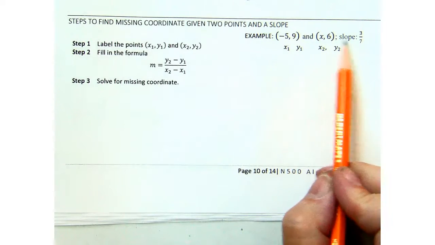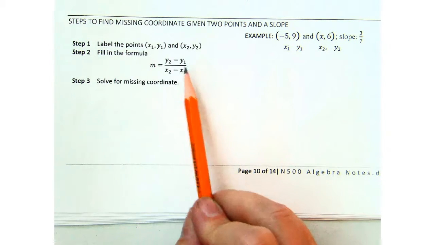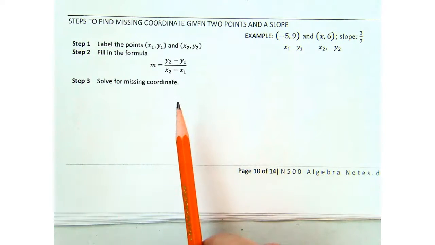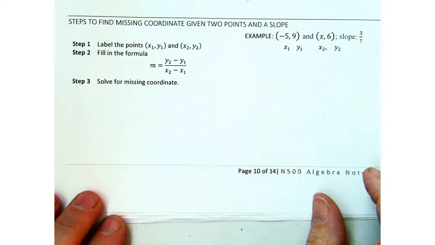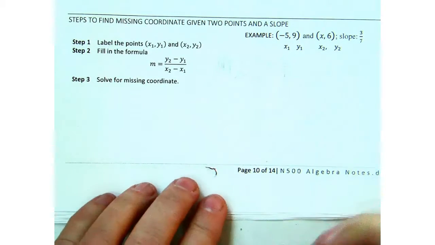Now let's try something a bit more challenging. We are going to find a missing coordinate in one of 2 points given that we know the slope. To do this, you start with the slope formula. We have 2 points and a slope. Label the points and write the formula.